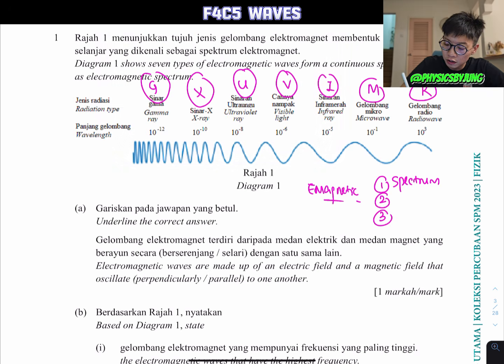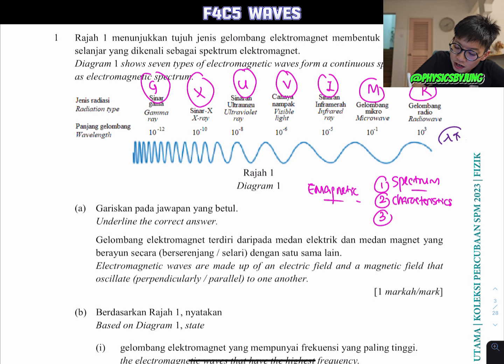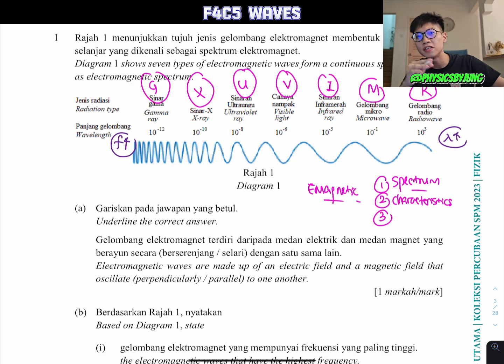Number 2, you need to know the characteristics of your electromagnetic wave. For example, they can travel in vacuum, they travel at the speed of light in vacuum, and they are all transverse waves. As for the spectrum, radio wave has the longest wavelength, gamma ray has the highest frequency. So the higher the frequency or the higher the wavelength, what will be the difference?